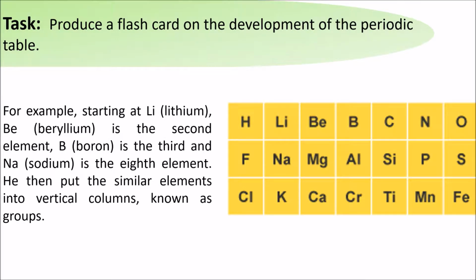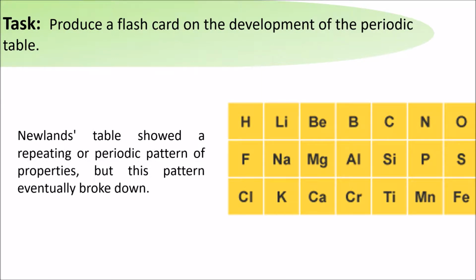For example, starting with lithium, beryllium is the second element, then boron is the third element, sodium is the fourth, and so on. He then put these similar elements into vertical columns known as groups. Newland's table showed that there was a repeating pattern or periodic pattern of properties, but this pattern eventually broke down.